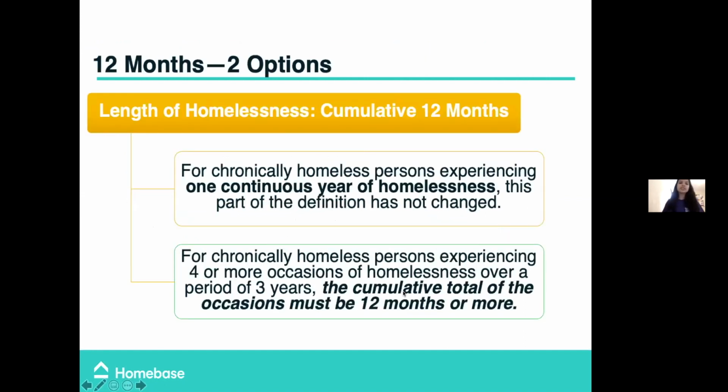As I mentioned, the length of homelessness must be a cumulative 12 months at least, and this could be one continuous period of homelessness, or it could be episodic, but again, this must be 4 or more occasions of homelessness over a period of 3 years, and the combined occasions must equal 12 months or more. This second part, the episodic prong, is new as per the 2016 final rule.